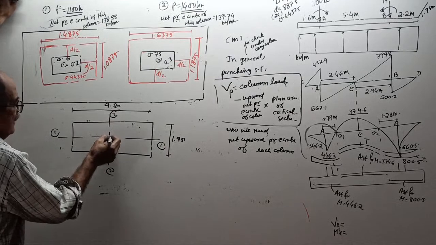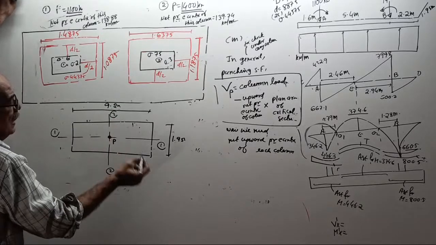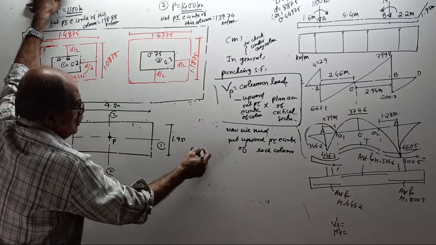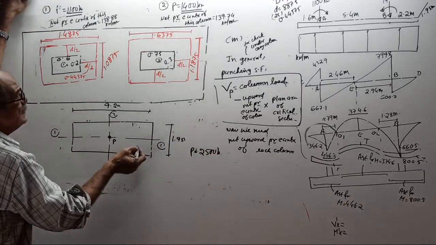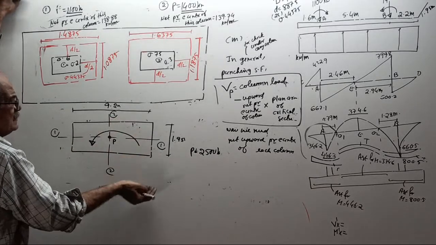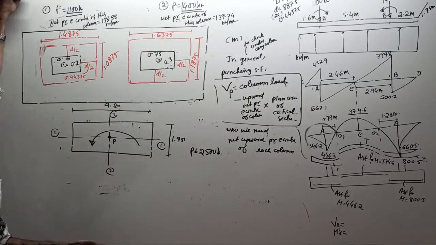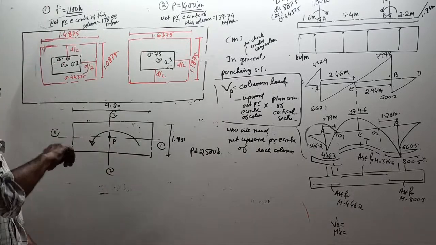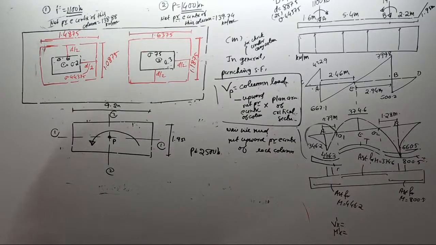Considering both the columns, there is a single point load P equal to how much? 2500 kilonewton, correct? And there is a moment lengthwise, most probably like this. Tell me, in the front view, is the lengthwise moment clockwise or anti-clockwise? I forgot. You should refer. Clockwise, front view. I think it is anti-clockwise, I remember.